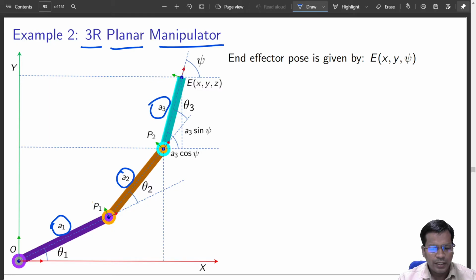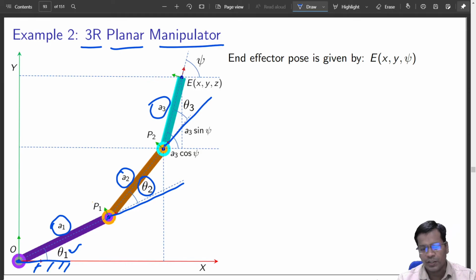Okay, there are relative angles. First link makes theta 1 with respect to the ground frame, which is the fixed frame. Okay, theta 1 from the horizontal. Next is the relative angle with respect to axis A1, link A1. If it is extended, this is the relative angle. Next one is another relative angle.